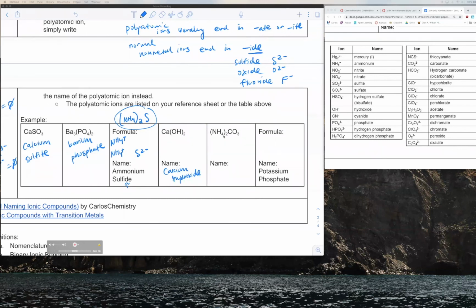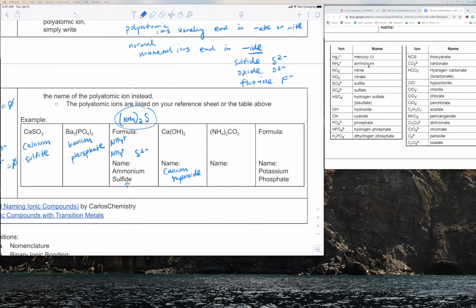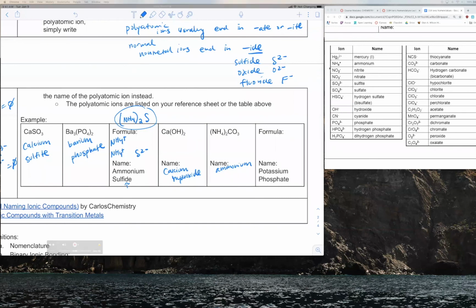Okay, and then the next one is not really a trick question, but one interesting thing is you have 2 polyatomic ions. Anytime you have a polyatomic ion, you just write the name of the polyatomic ion. Here you have NH4, so that would be ammonium. And then CO3, which is carbonate, right here. So you would have ammonium carbonate.